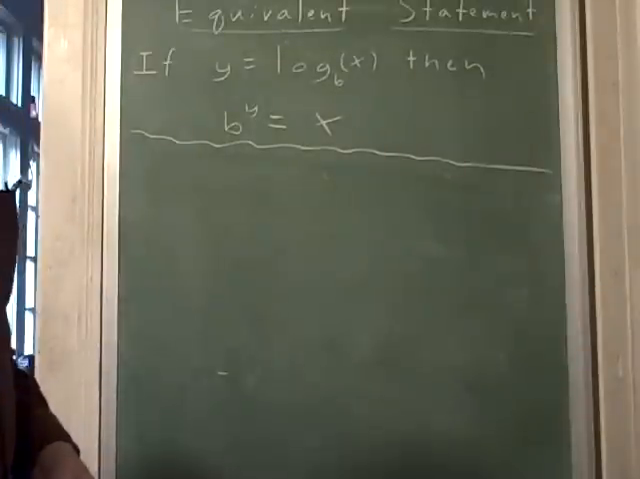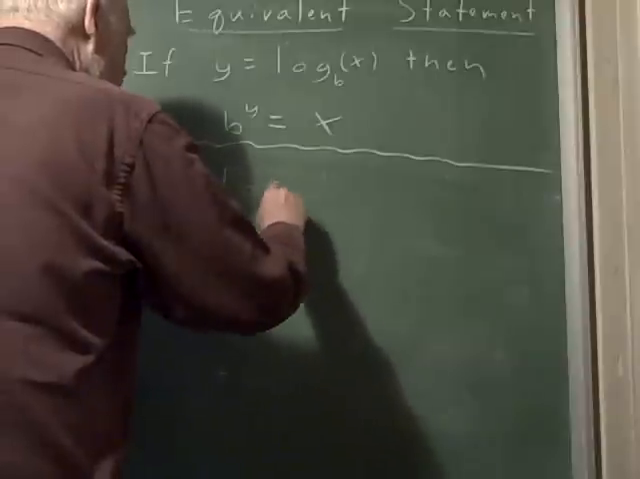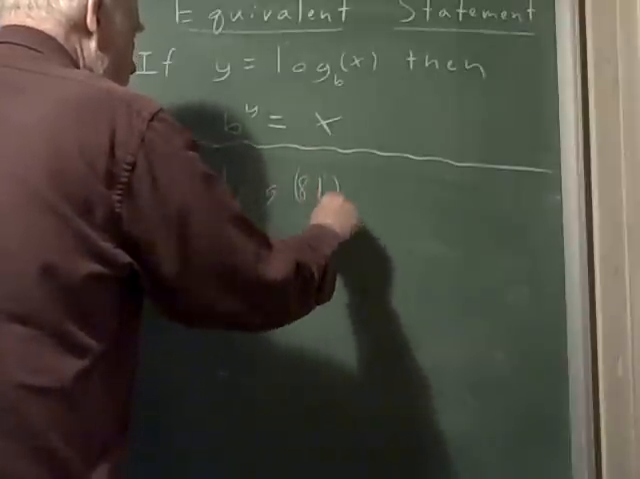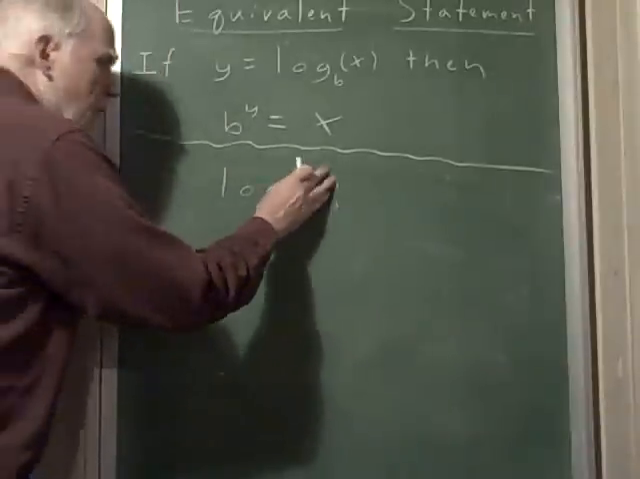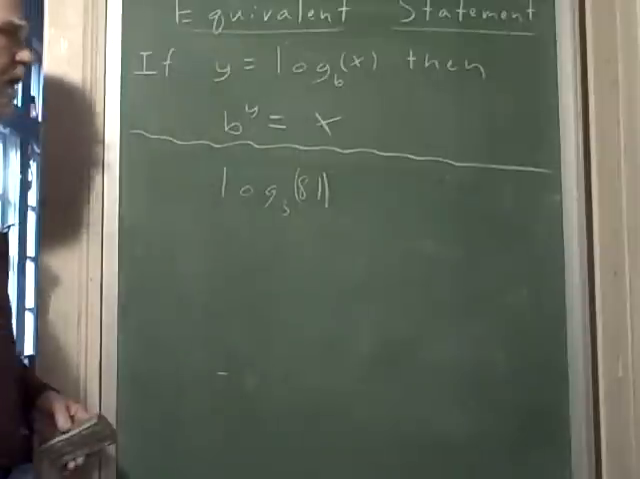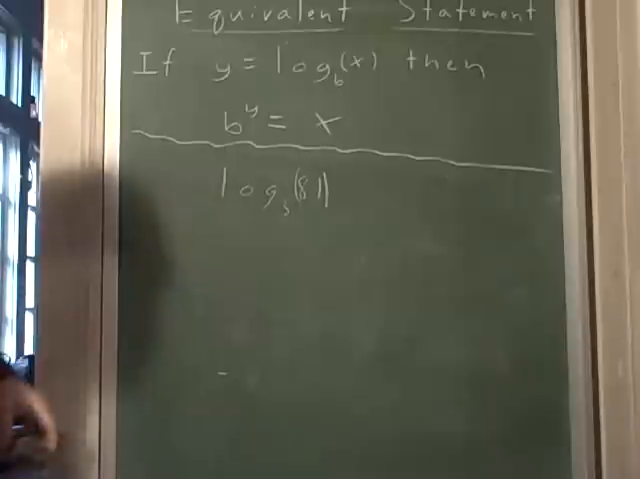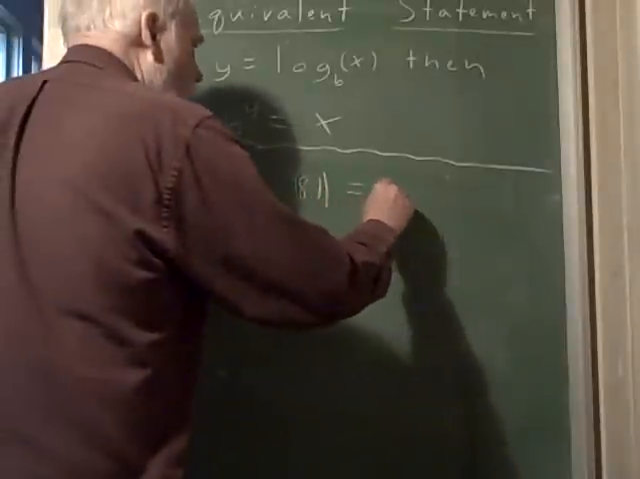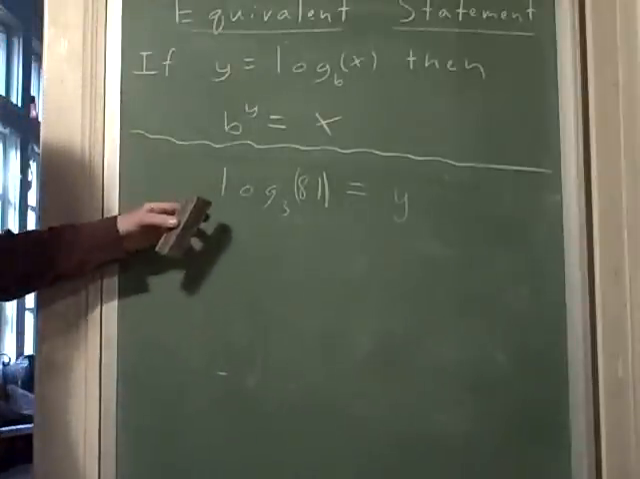So the first one we're going to evaluate is the log of 81 base 3. There's a little mark there, I hope that doesn't confuse you. Let me put it in parentheses. There we go. The log of 81 base 3. If you're just going to evaluate a log, sometimes it's good to name it something, like y. So y equals the log of 81 base 3.